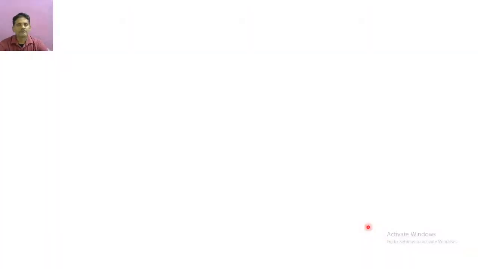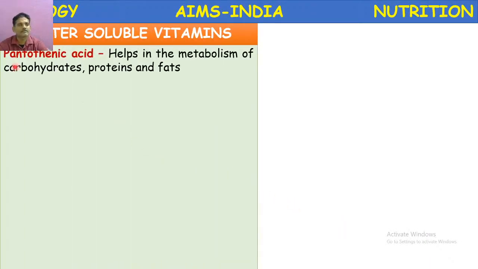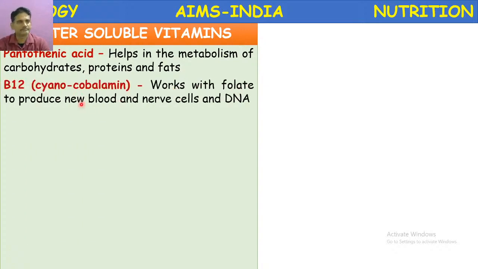So let us study some more water soluble vitamins. Pantothenic acid. Pantothenic acid is also one of the B complex vitamins. It helps in the metabolism of carbohydrates, proteins and fats.